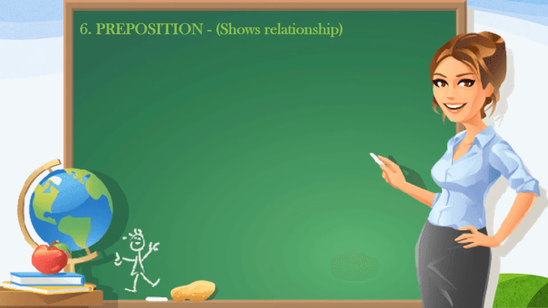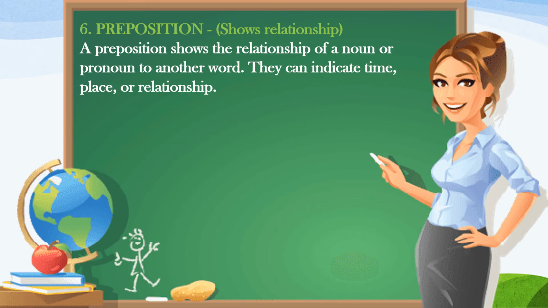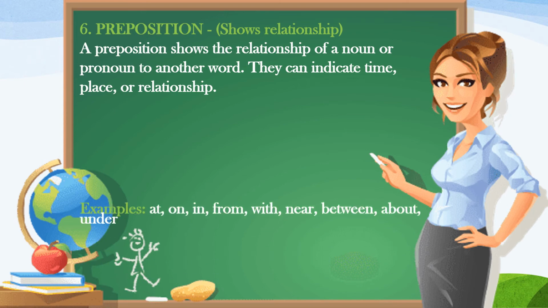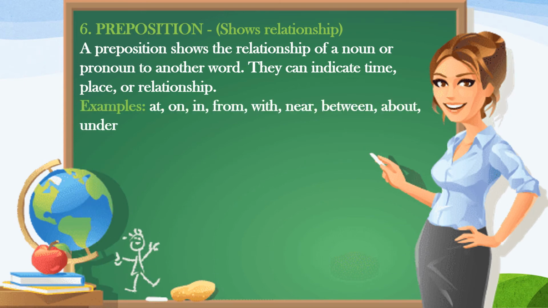Prepositions. Prepositions are words that show the relationship of a noun or a pronoun to another word. They can indicate time, place, or relationship. Examples: at, on, in, from, and so on.